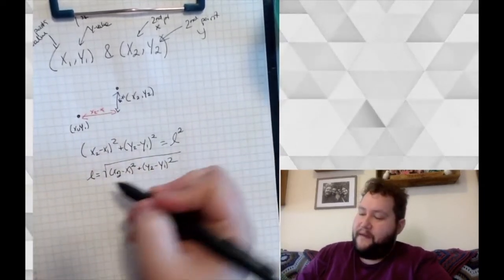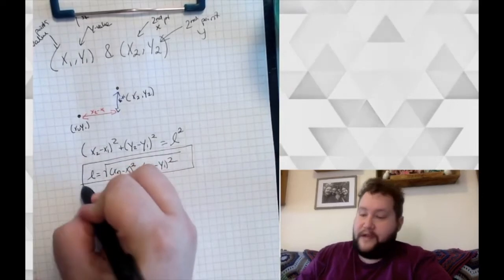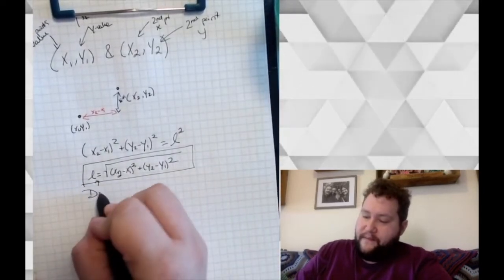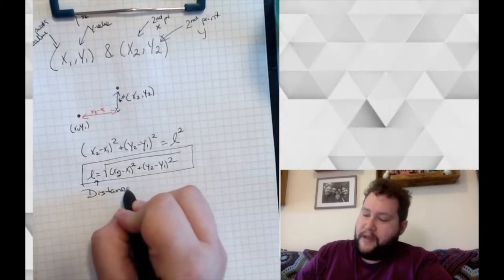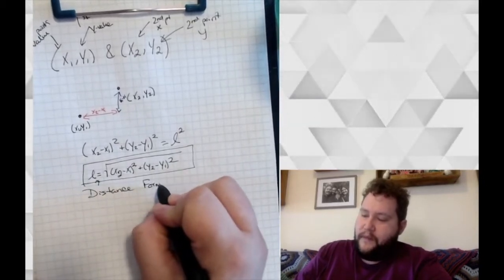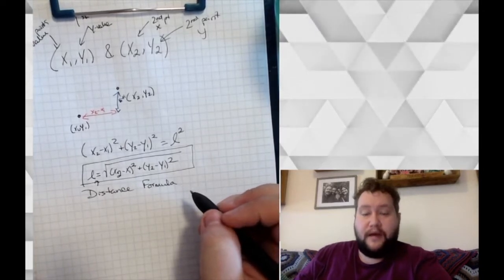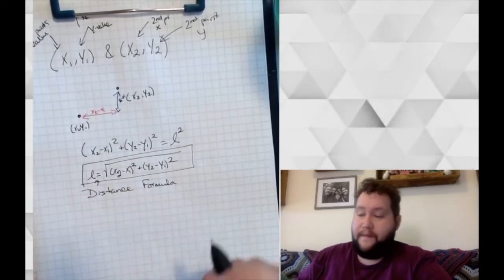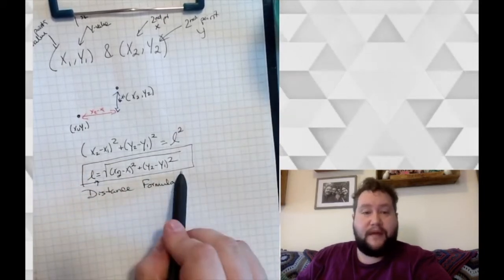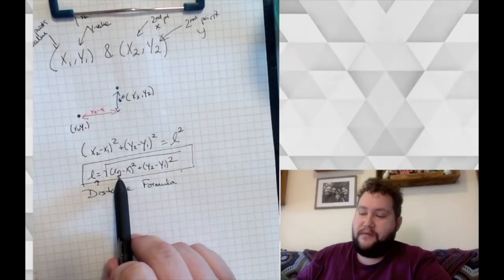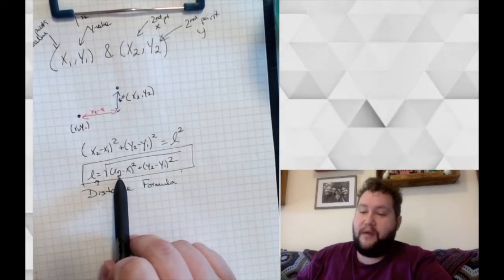And this equation, because it has an equal sign, is called the distance formula. Because for any point x1, y1, and x2, y2, so any 2 points, the distance between them is given by this. You might say, well, how do you know which one's x2 and which one is x1?